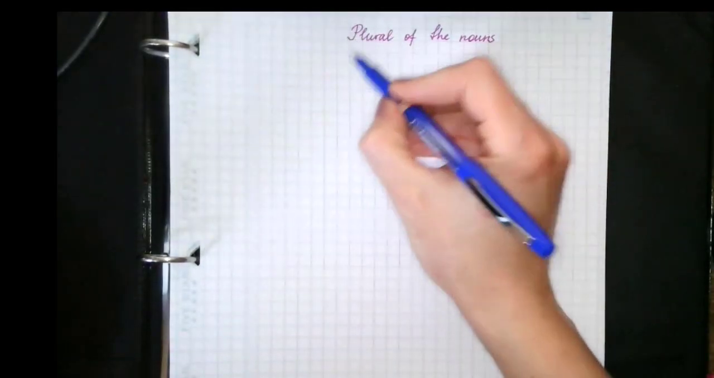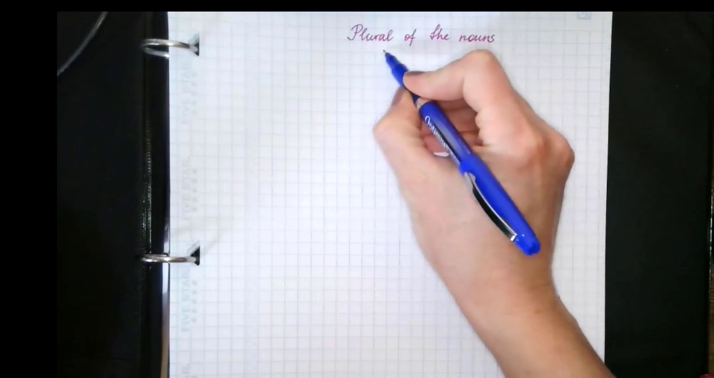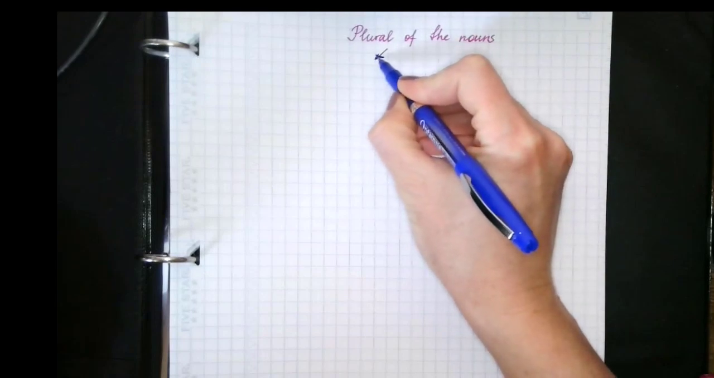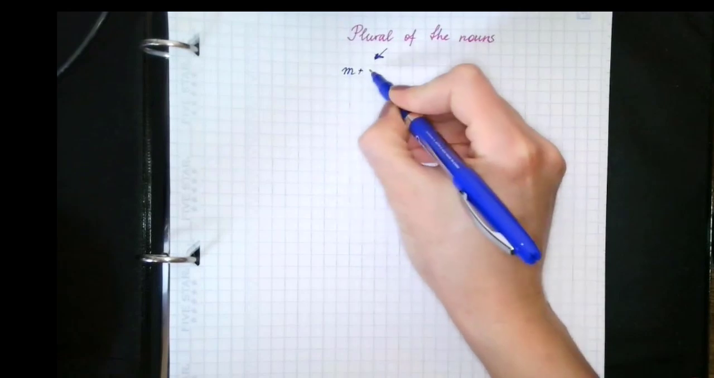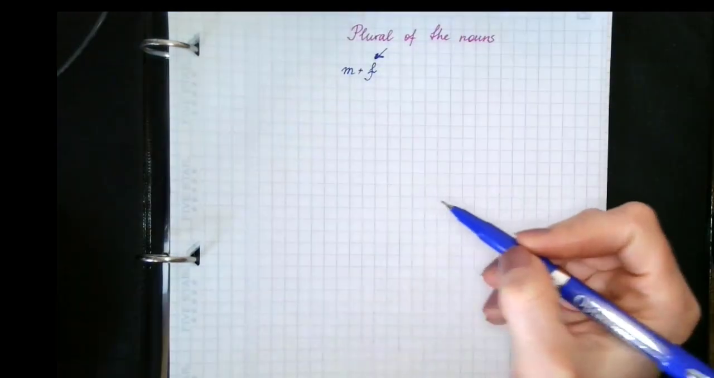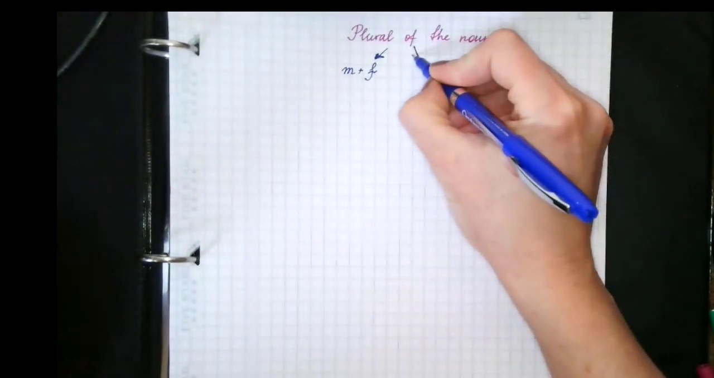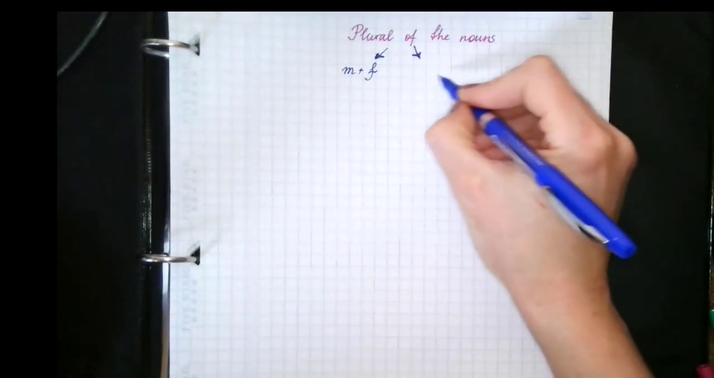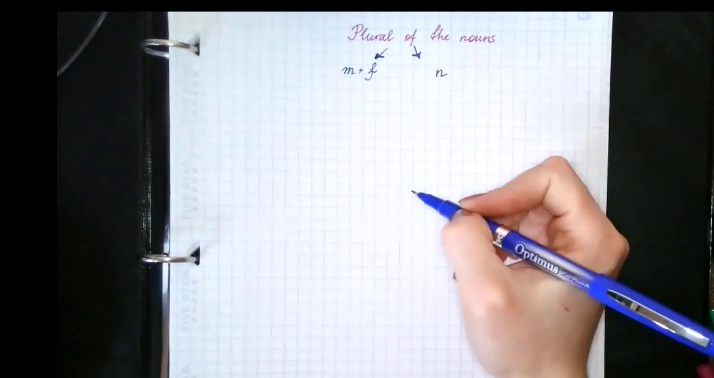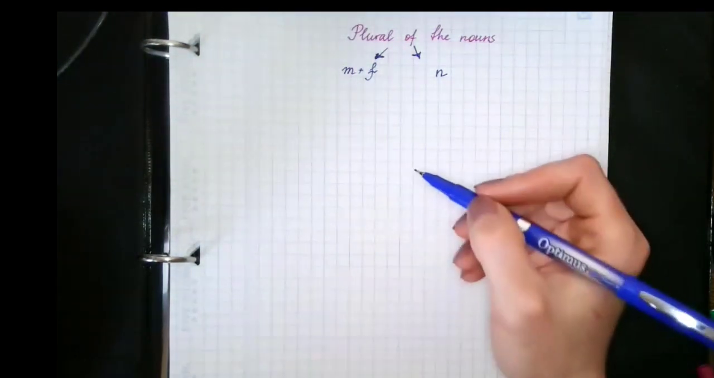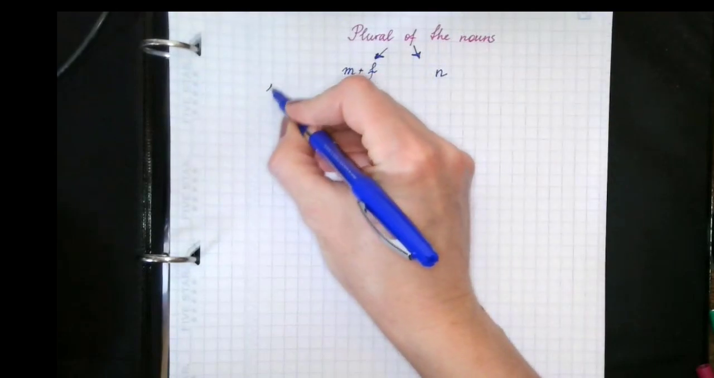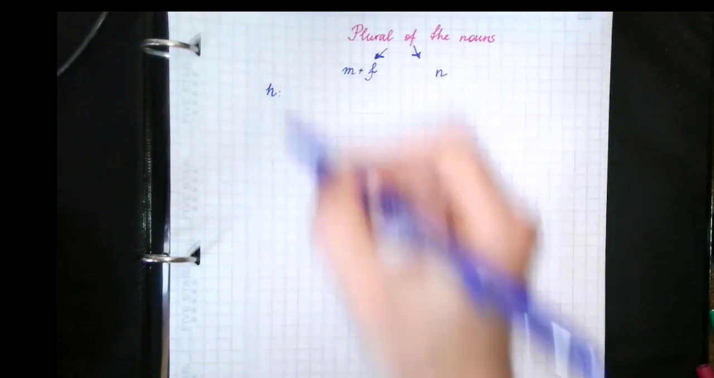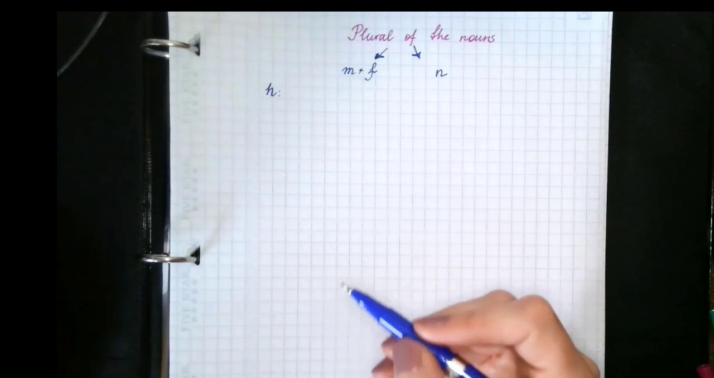For plural, we will need to remember two sets of endings. First set is going to apply to masculine and feminine endings. The second set, as you can guess, will apply to neutral endings. And we again are going to look at the endings in terms of hard endings and soft endings.